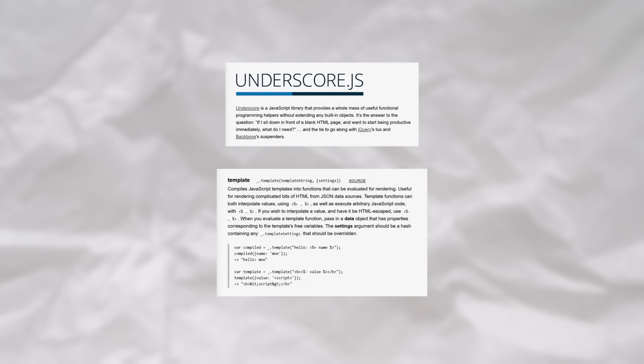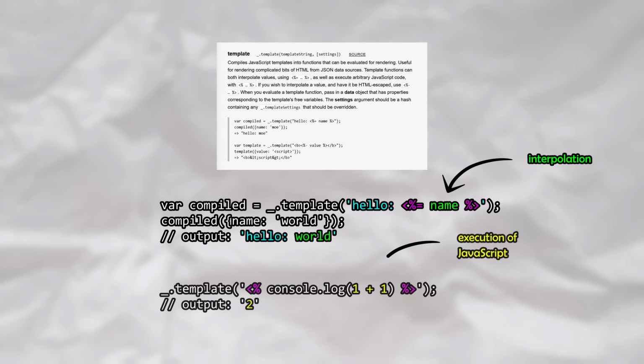Within underscore.js, there's a function called template. The premise of this function is quite simple. You just hand it an HTML template in string form, and it returns a function that can be used to dynamically sub values into said template. The function can both interpolate values using the angle bracket percent equal sequence, as well as executing arbitrary JavaScript code with the angle bracket percent sequence. This means that you can hand the template function arbitrary JavaScript code, and it will happily execute it.